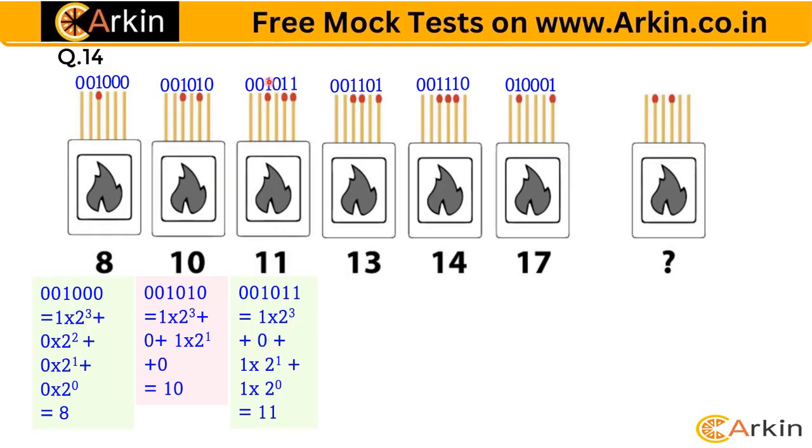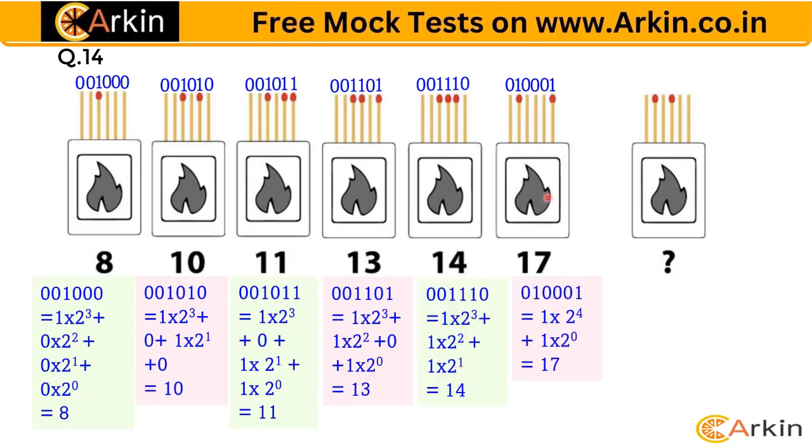So it will come as 2. Then this 0 will be 0 only. This one I will multiply by 2 to the power 3. So it will come as 11. Similarly, if I try to find out, it will come as 13. This will come as 14 and this will come as 17. So this is correct. That means these numbers are written in binary number system.